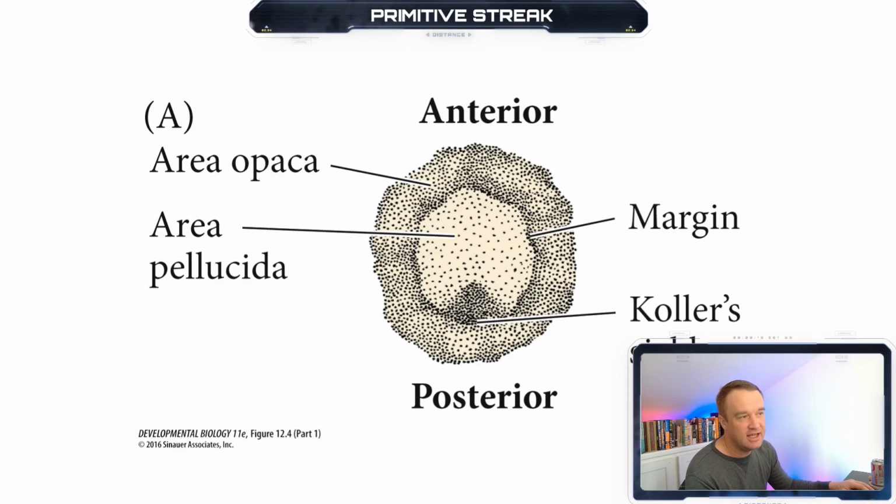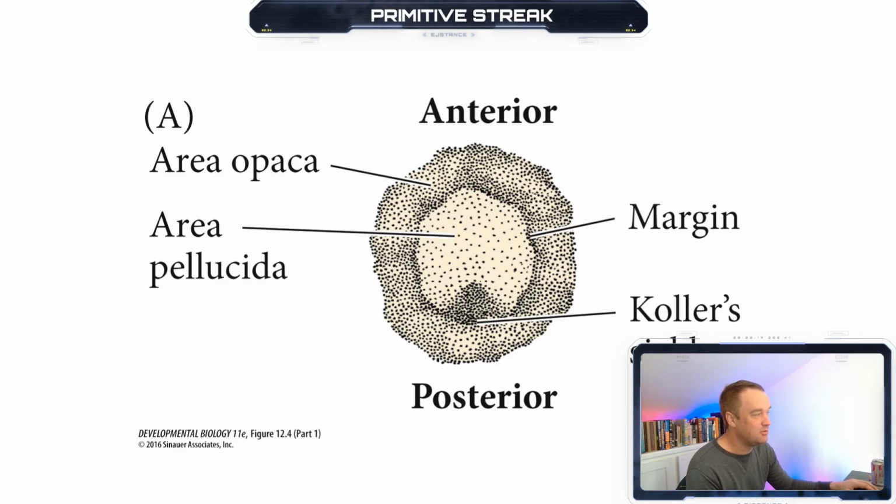So anterior, posterior, right? So head and tail. Oops, I wasn't circling with my right thing here. We can see the area opaca is this darker layer here. The area pellucida is the inner, and then this Koller's sickle, that's where all this starts to emerge from, and that was that densely packed area of cells, right? So cell movements of the primitive streak is what we're going to look at here.